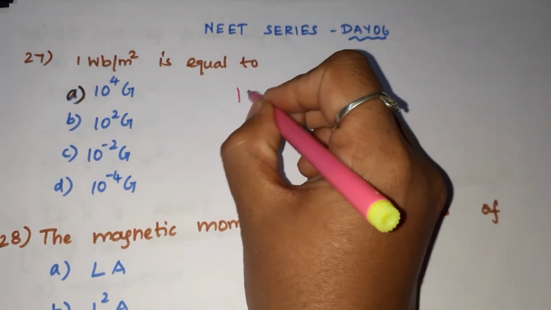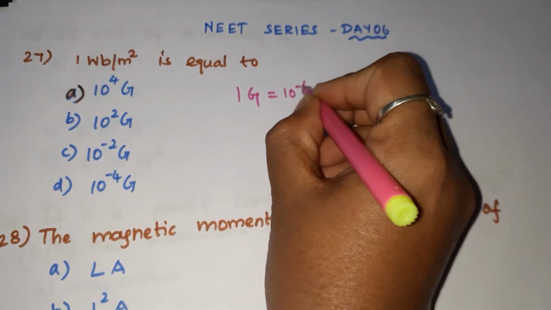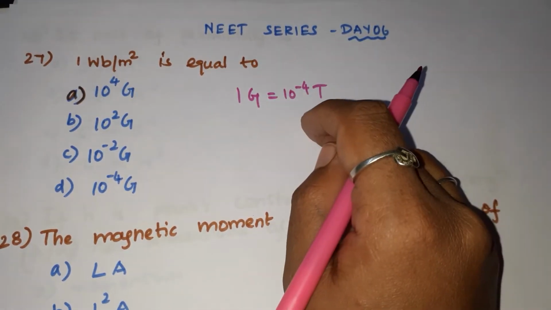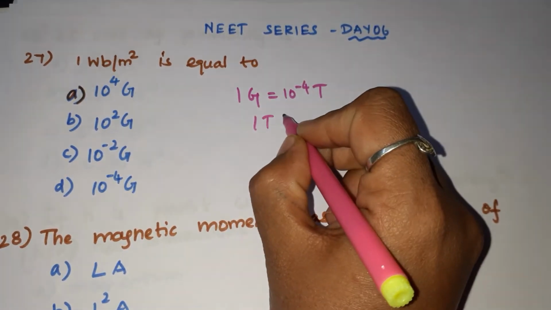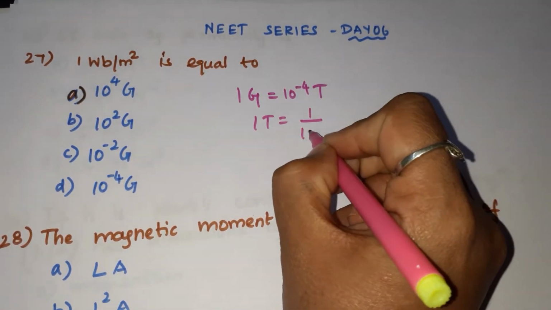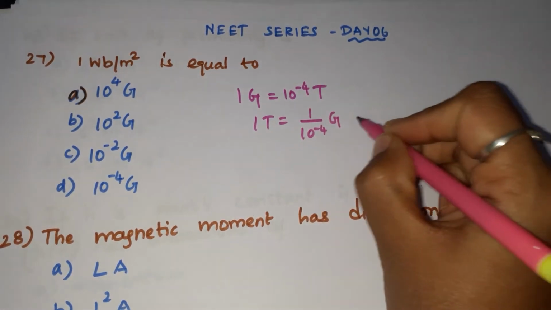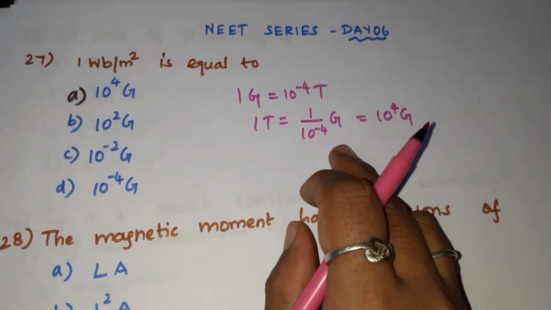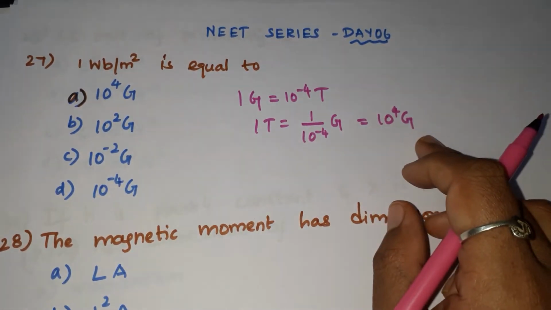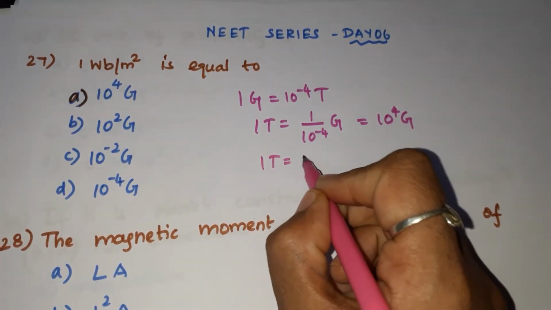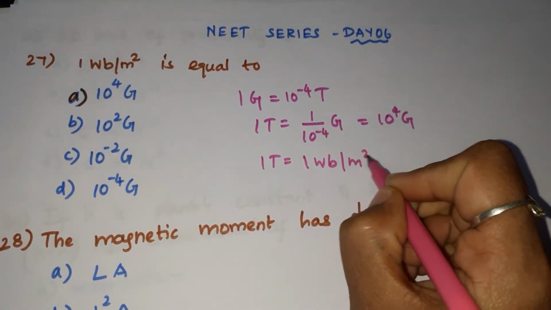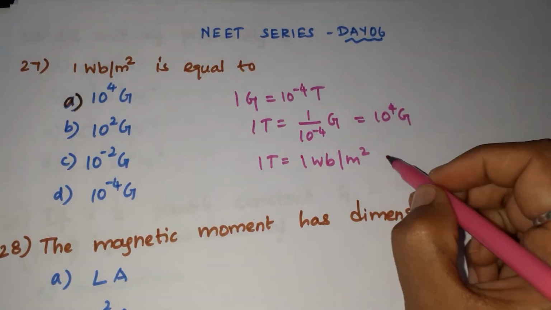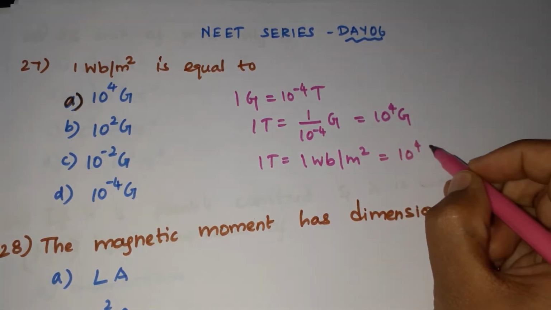So we know that 1 gauss, 1 G, is equal to 10 power minus 4 Tesla. T is nothing but Tesla. So what is 1 Tesla? 1 Tesla can be written as 1 by 10 power minus 4 gauss, which is equal to 10 power 4 gauss. So 1 Tesla is equal to 1 Weber per meter square. So this 1 Weber per meter square can be taken as 10 power 4 gauss.